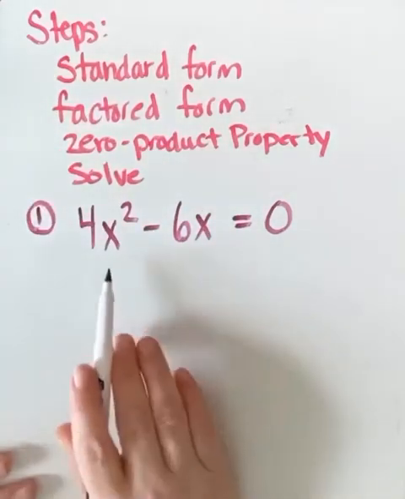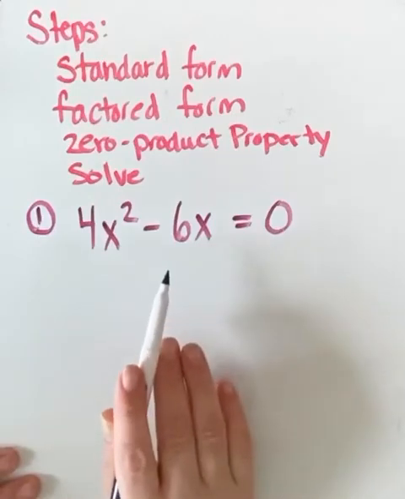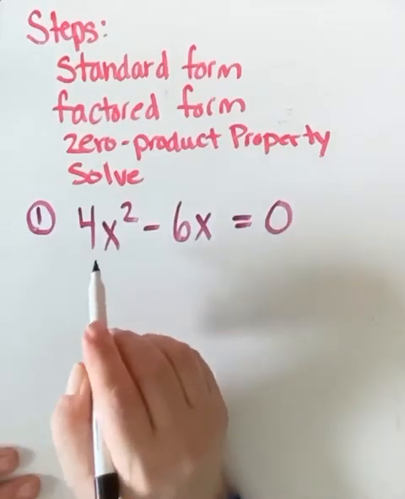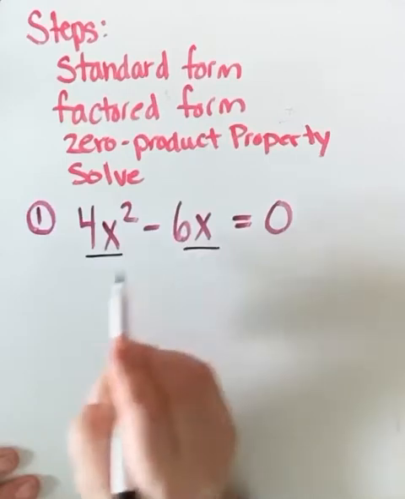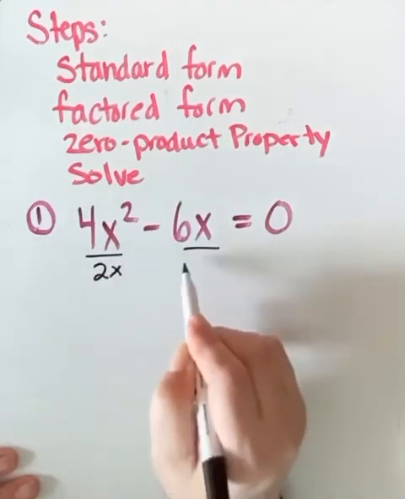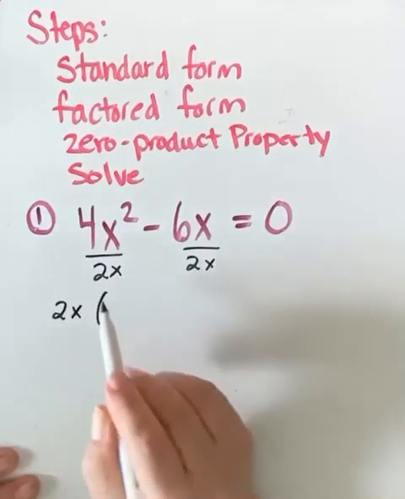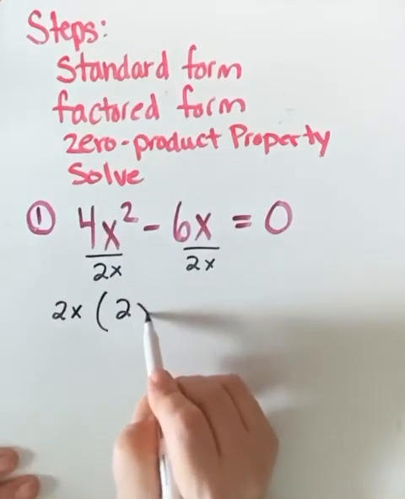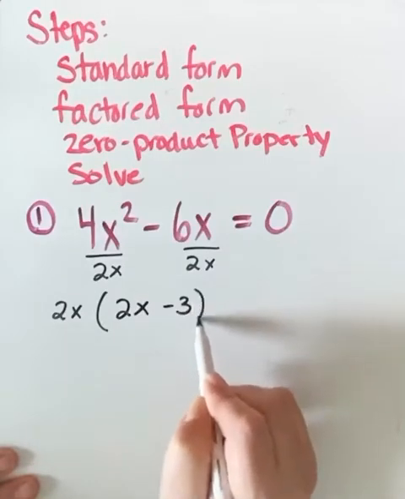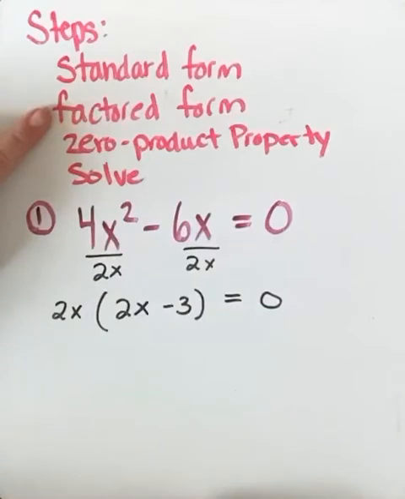So if we look at this, we have a binomial here, and this binomial has a greatest common factor. And so I'm going to factor out that GCF, and the GCF here is a 2x. And when I factor that out, that's going to leave me with 2x minus 3. So I now have it into factored form, and I need to use the zero product property.